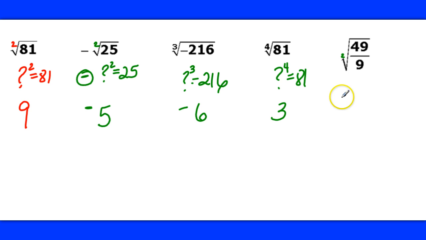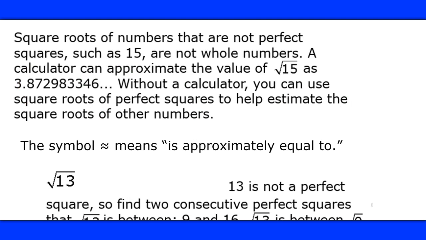So this is basically saying the square root of 49 on the top and the square root of 9 on the bottom. What is the square root of 49? 7. And what is the square root of 9? 3. Okay? So sometimes they ask you for the square root of a number that is not a perfect square. Example here is 15. It's not a perfect square.